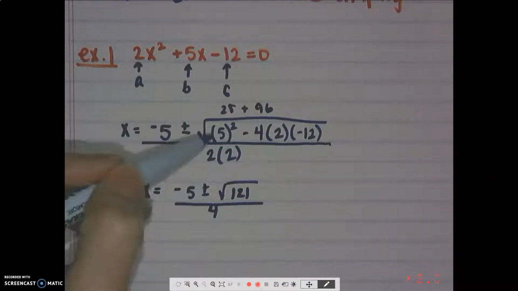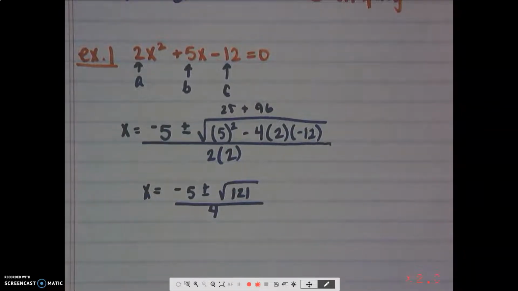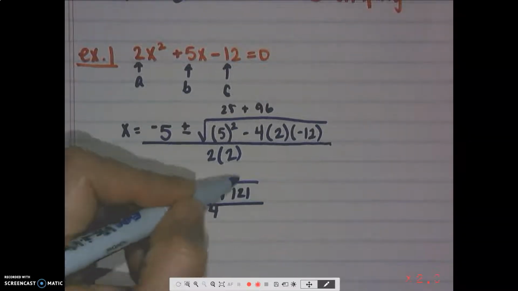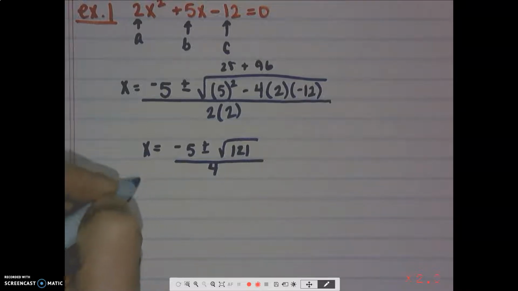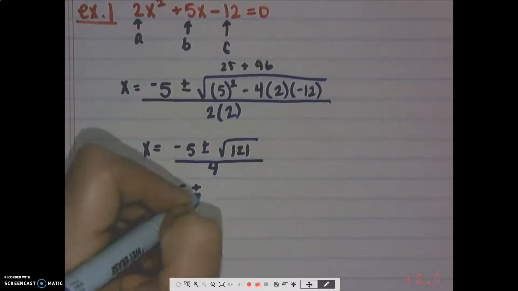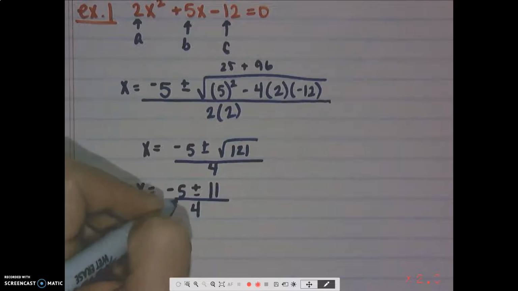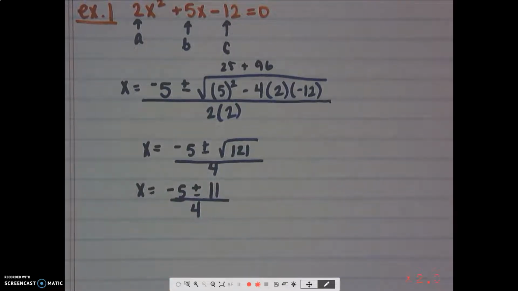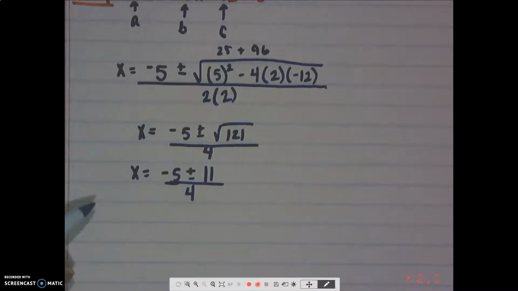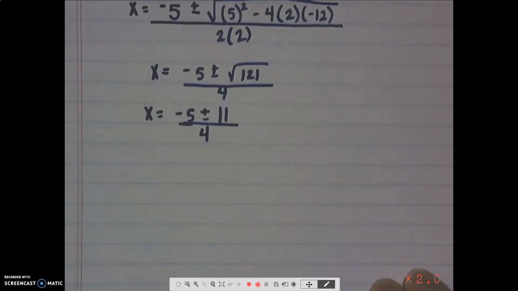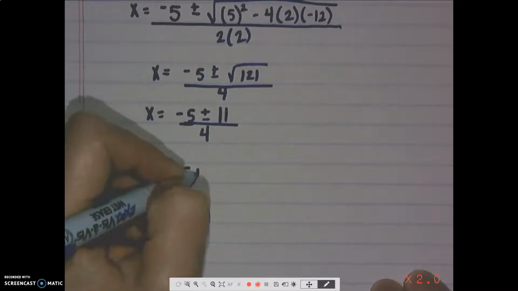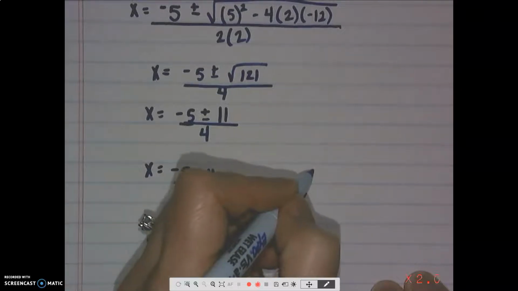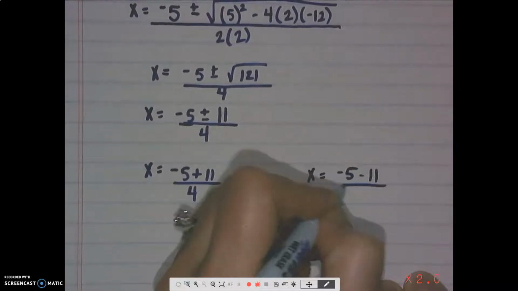You don't necessarily have to do that by hand like I just did there. You could just type that part into a calculator and get your answer. The square root of 121 is a perfect square. So that would give us negative 5 plus or minus 11, because the square root of 121 is 11. We now have 2 different cases. Just like when we solved by completing the square, we got 2 cases. We have to deal with both the positive and the negative. So we have x equals negative 5 plus 11 over 4, and x equals negative 5 minus 11 over 4.